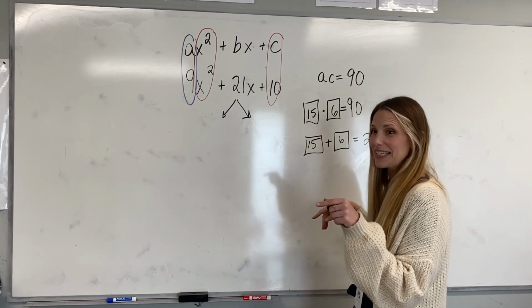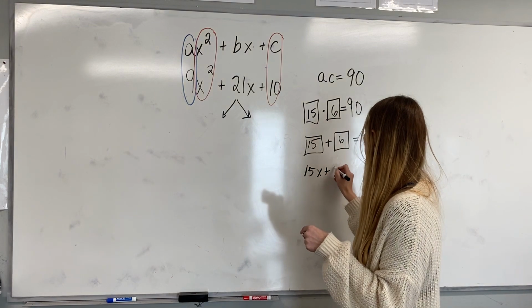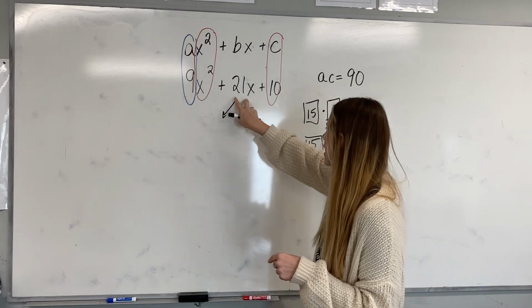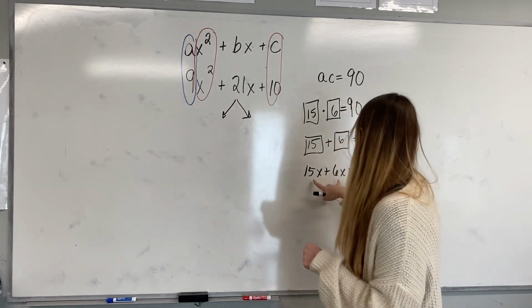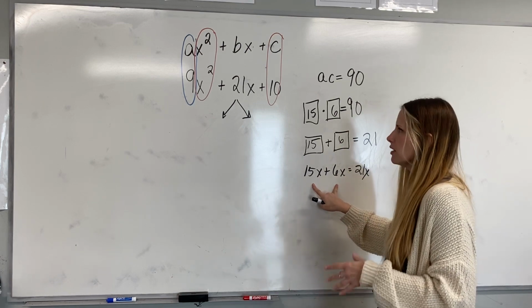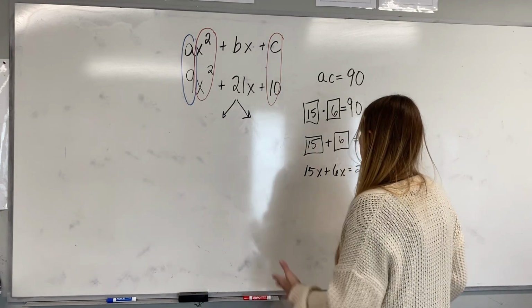15x and 6x. 15x plus 6x will get 21x. So if 21x needs to be split up into two addends, I can use these two addends to break it up. We're just rewriting it so that we can split them up and make two separate teams.